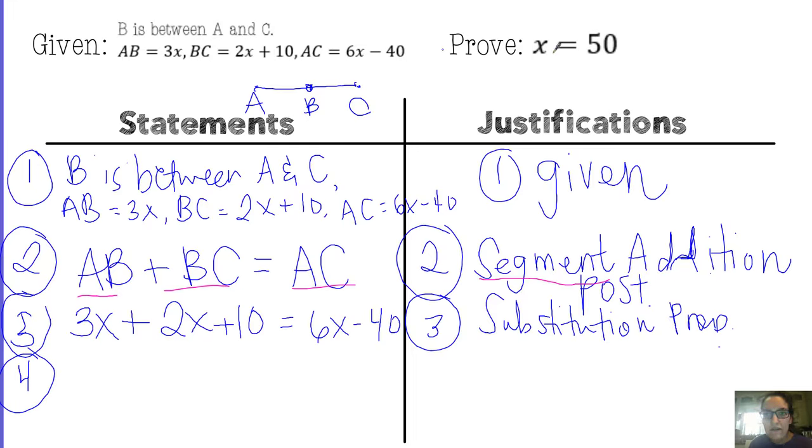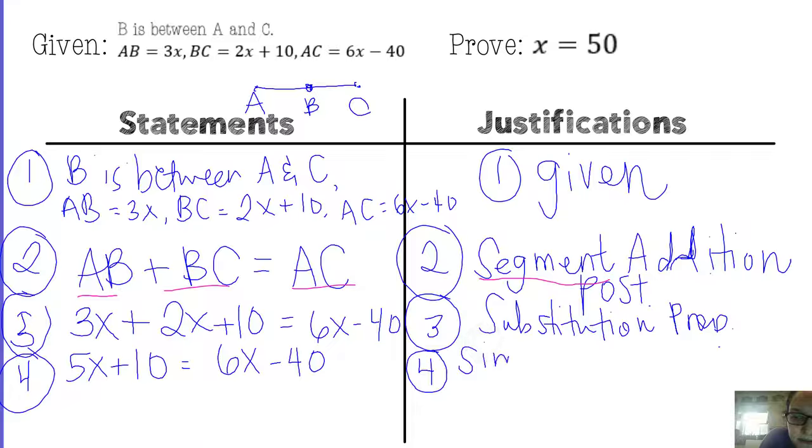Okay, now I'm trying to solve for x. That's my end goal. I'm trying to solve for x. So I need to combine like terms. 3x plus 2x is 5x. So 5x plus 10 equals 6x minus 40. And when I'm just combining like terms, that is simplify. Then I want to get my x's on one side of the equation and my numbers on the other side. So I'm going to subtract 5x from both sides, which would give me 10 equals x minus 40. I subtracted the 5x from both sides, so that's the subtraction property.